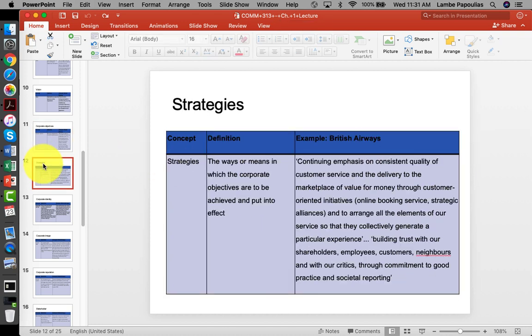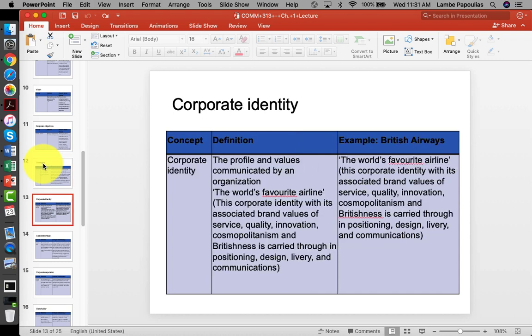Then you also have strategies. This is the means by which the corporate objectives are to be achieved and put into effect. So when you have your objectives, you have your goals. Well, how are you going to achieve these goals? This is where a strategy comes into place, where British Airways is continuing emphasis on consistent quality of customer service and the delivery to the marketplace of value for money through customer-oriented initiatives. So this is how you're going to move forward. What kind of strategies are you going to use to move forward?